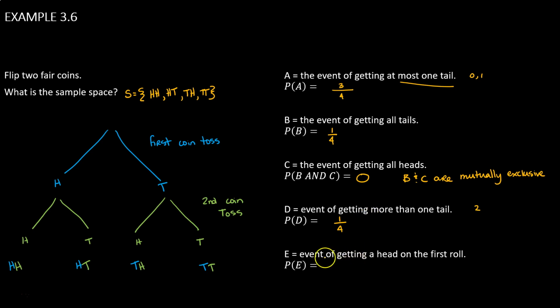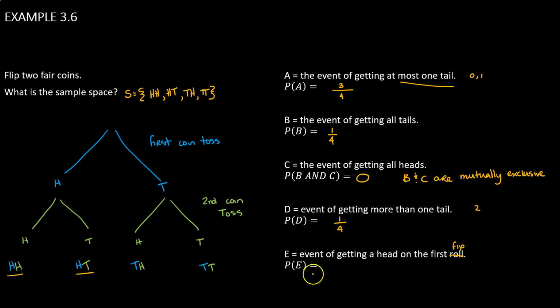Oh, this one's got a typo. Event of getting a head on the first flip. If we consider the outcome where we have a head on the first flip, we actually don't care about the second coin toss at all. We just care about the first coin toss landing on head. And then whatever the second coin is, we know the first one was already head.